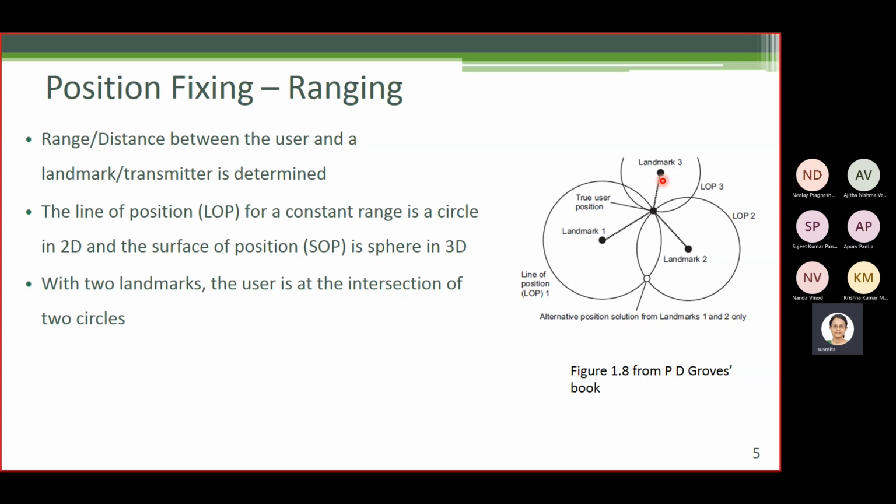So if we have 3 transmitters, we get 3 spheres, right? Now we know 2 spheres will intersect in a circle. So from 3 spheres, we are getting basically 2 circles. And 2 circles will give us 2 possible positions. So to resolve the ambiguity, we need to add one more transmitter. So a minimum of 4 transmitters is required in 3D if we do not have any prior information. If we have prior information, then we can remove that additional transmitter.